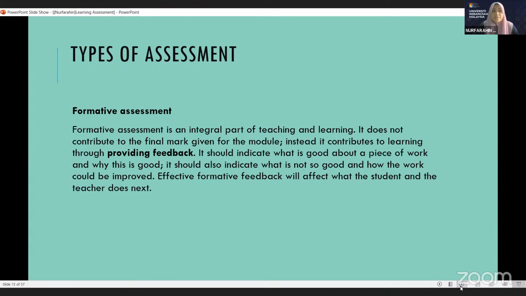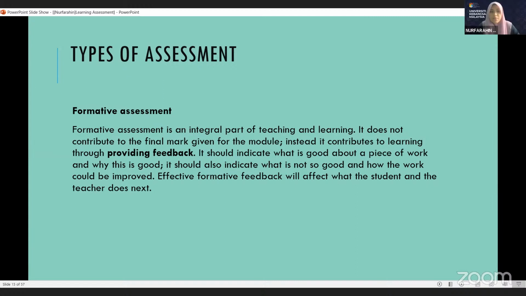Okay, these are several types of assessment. There are many more types of assessment that are being discussed in the existing literature. However, I select and pick the ones that I would say are relevant to the context of primary and elementary education. So the first one is formative assessment. Okay, formative assessment is an integral part of teaching and learning. It does not contribute to the final mark given for the module. Instead, it contributes to learning through providing feedback.